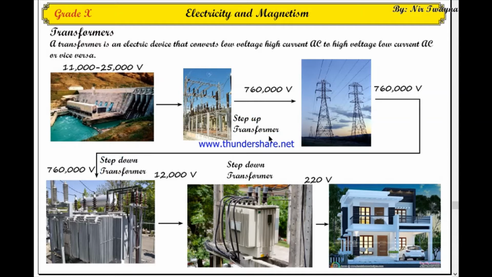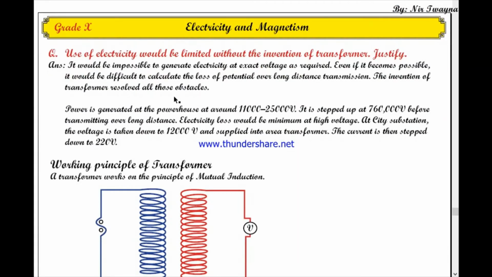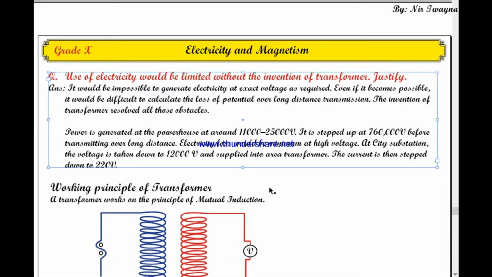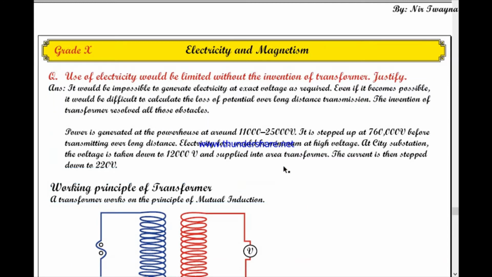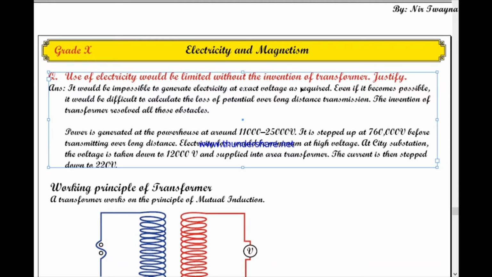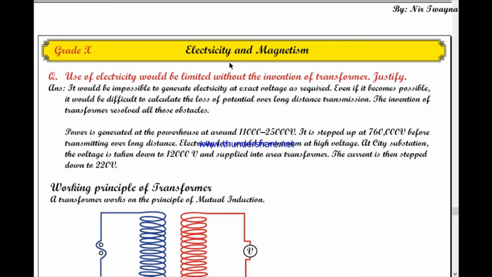What are the types of transformer? Step up and step down. Any confusion? Regarding this example, there is a very frequent and very important conceptual question: use of electricity would be limited without the invention of transformer. Justify. If the transformer was not invented, what would happen to our modern world, which uses electricity to such a great extent?